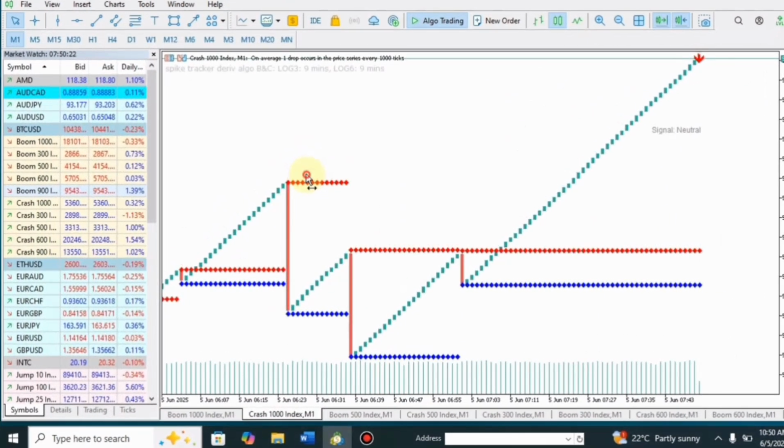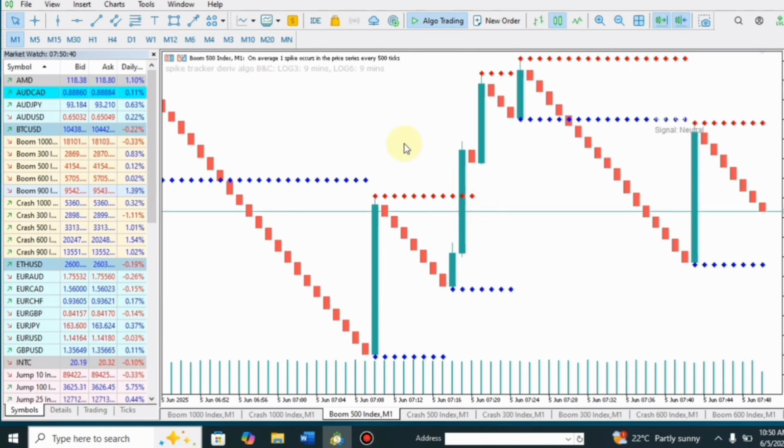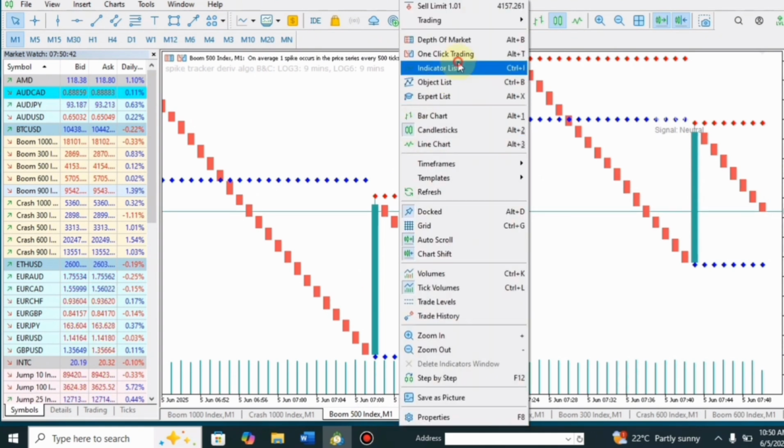This is the setup in Crash 1000. Remember, Crash 1000 has a tendency to go for so many candles before having a spike. And that is why I had to have an example in it. Always follow the spike detector when it tells you that a spike will happen. And remember, spikes in Crash 1000 are always big.